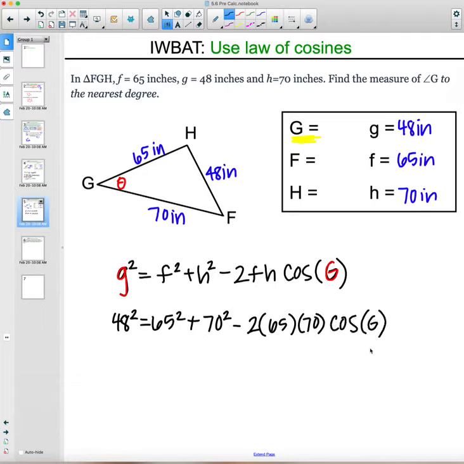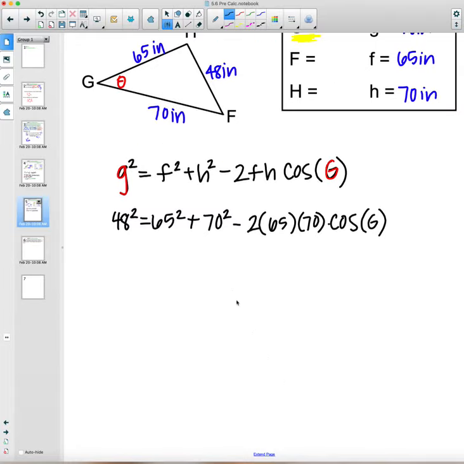Now this time our variable is stuck in this cosine function. So we're not going to be able to just immediately solve like we did last time where we just typed it straight into our calculator. So do 48 squared and write that down. So 48 squared is 2,304. Then do 65 squared, which is 4,225. Do 70 squared, which is 4,900.